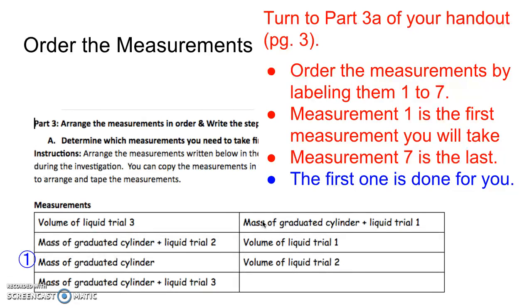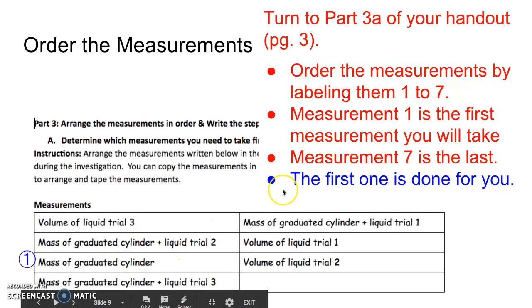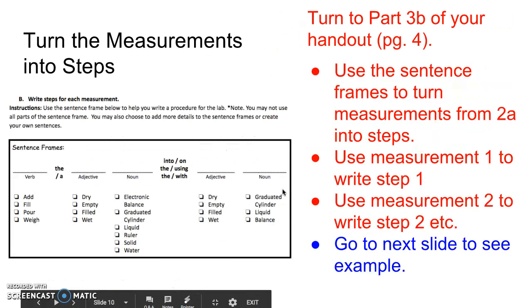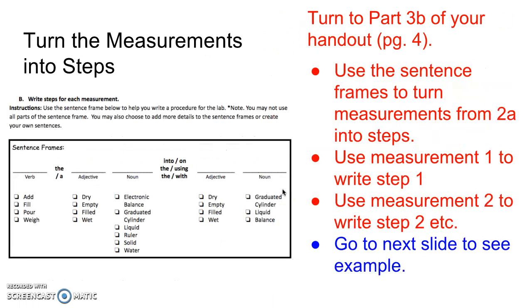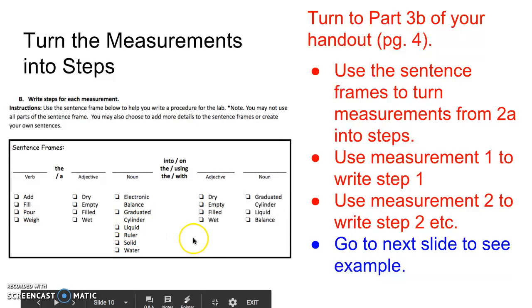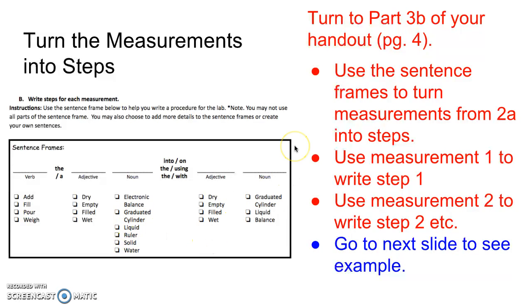All right, once all of your measurements are ordered, you're going to use these same measurements to write steps. So what do I mean by that? For this, you want to go to part 3B, which is on the 4th page of your handout. And as you recall, we have these sentence frames. So you're going to take each of the measurements that you had on the previous page and turn them into a step using these sentence frames. So what do I mean by that?